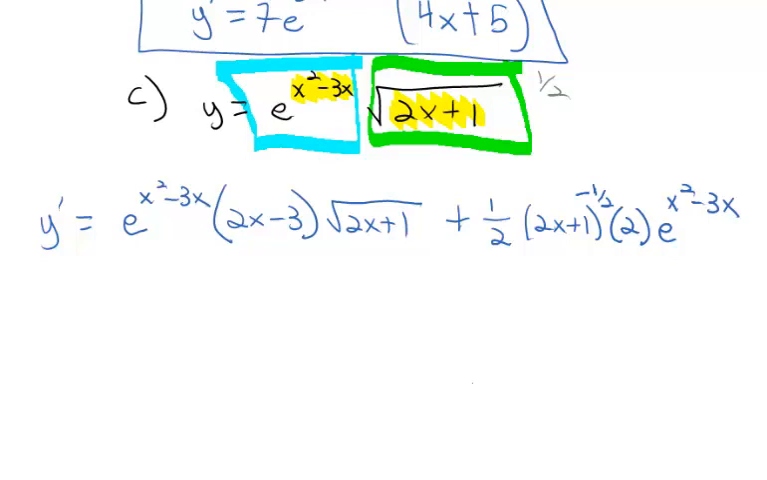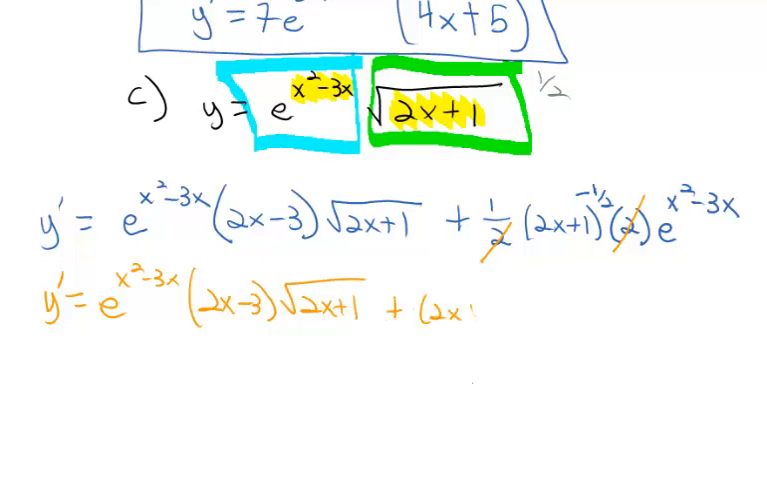Not much we can simplify in the first part, but the second part we can divide out a 2 with the denominator, so let's go ahead and do that. So for our final answer, we're going to say e to the x squared minus 3x times 2x minus 3 times the square root of 2x plus 1 plus 2x plus 1 to the negative 1/2 e to the x squared minus 3x.